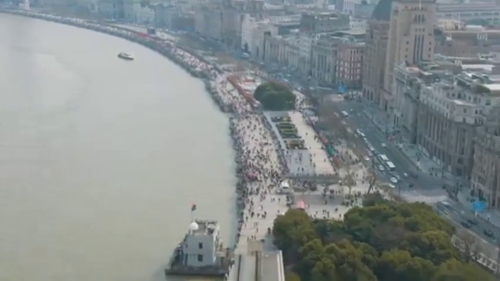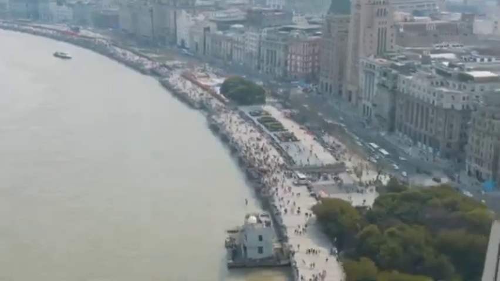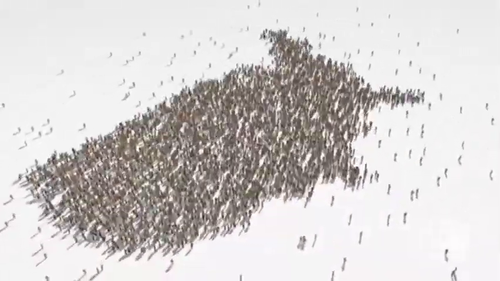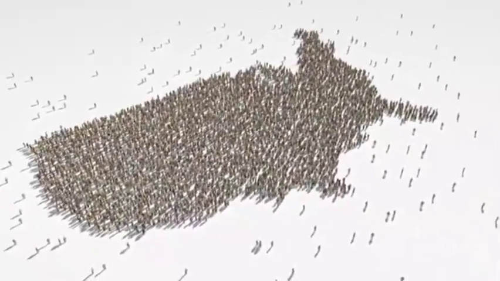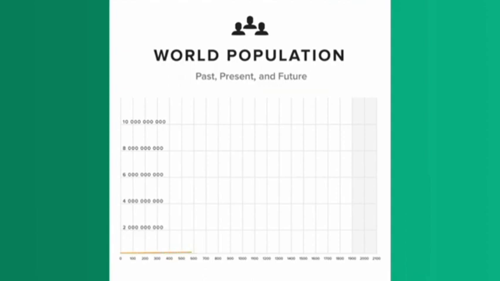Population growth rates have varied across time. While the rate was high during the mid-20th century, it has been gradually declining due to factors like improved healthcare, education, and family planning. Looking at the world population in the past, present, and future.